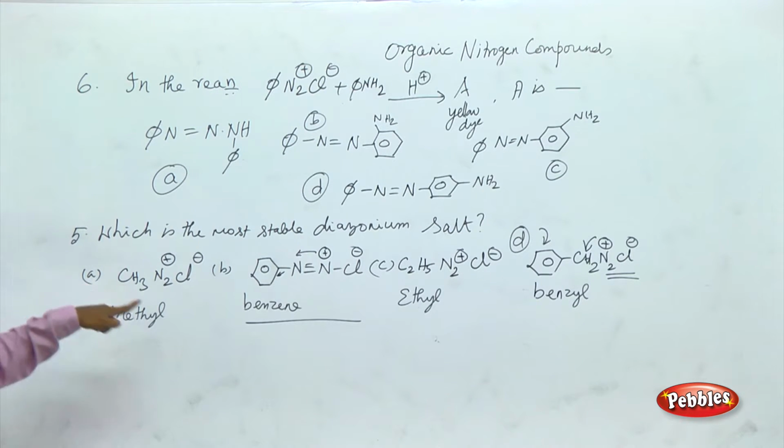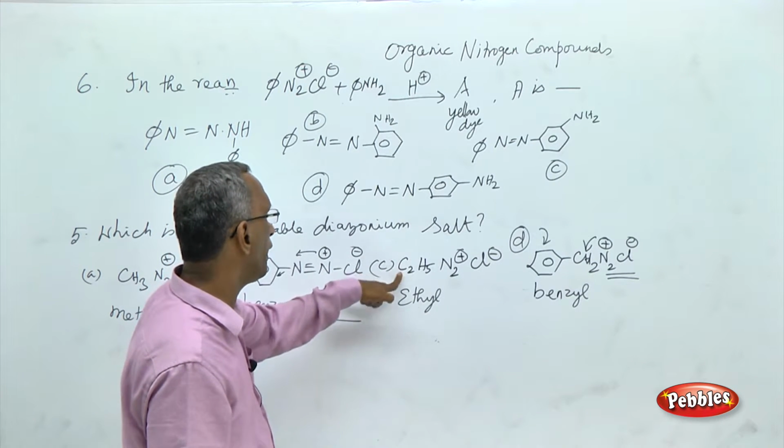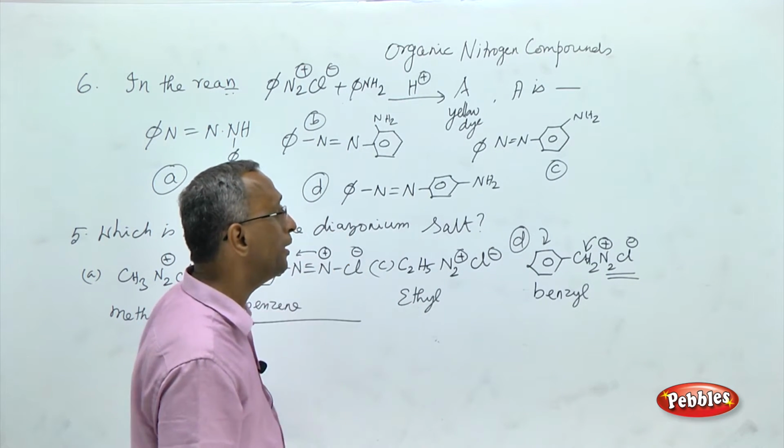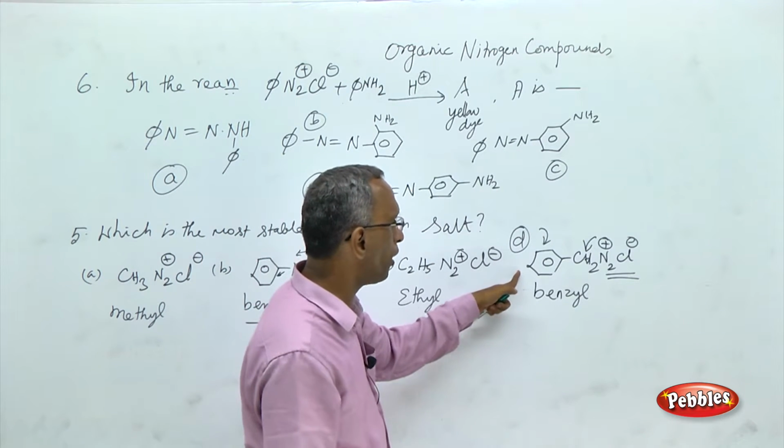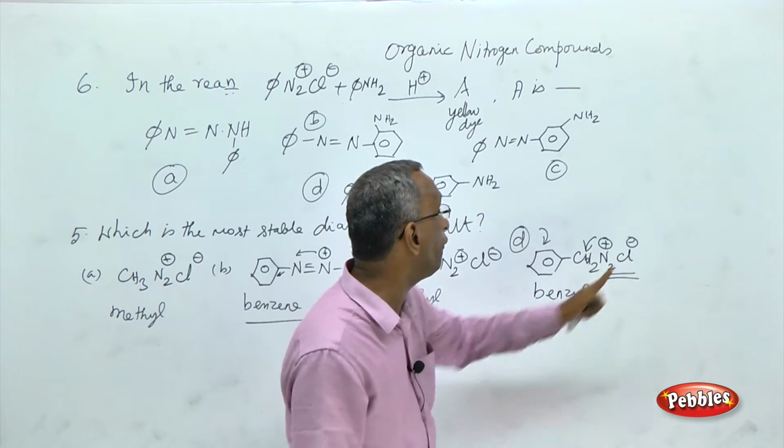This is purely aliphatic. Ethyl diazonium chloride is also purely aliphatic. Aliphatic diazonium salts are highly reactive. The last choice is that it is not aromatic; it is an aromatic substituted aliphatic diazonium.